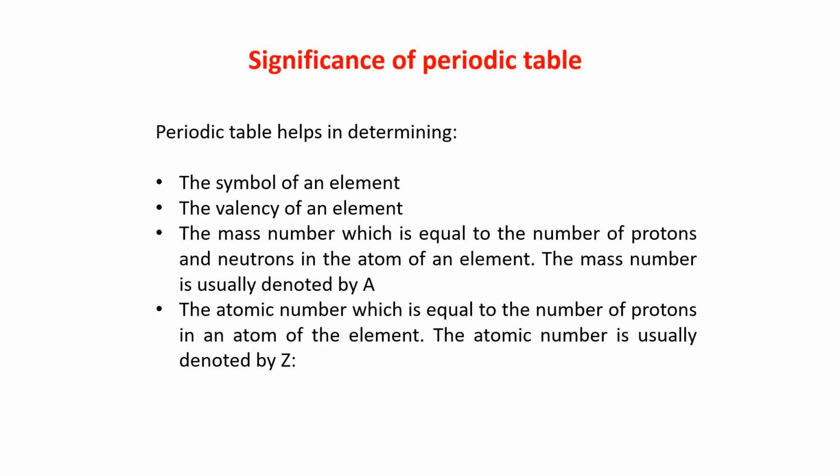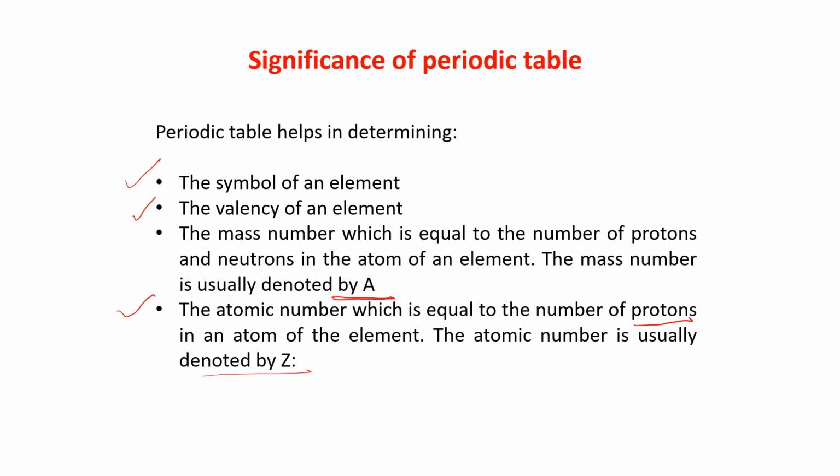So what is the significance of the periodic table? We can get the symbol of an element. The periodic table helps in determining the symbol of an element, the valency of an element, and the mass number, which is equal to the number of protons and neutrons in the atom of an element. The mass number is usually denoted by A. And next is the atomic number, which is equal to the number of protons in an atom of the element, and the atomic number is usually denoted by Z.